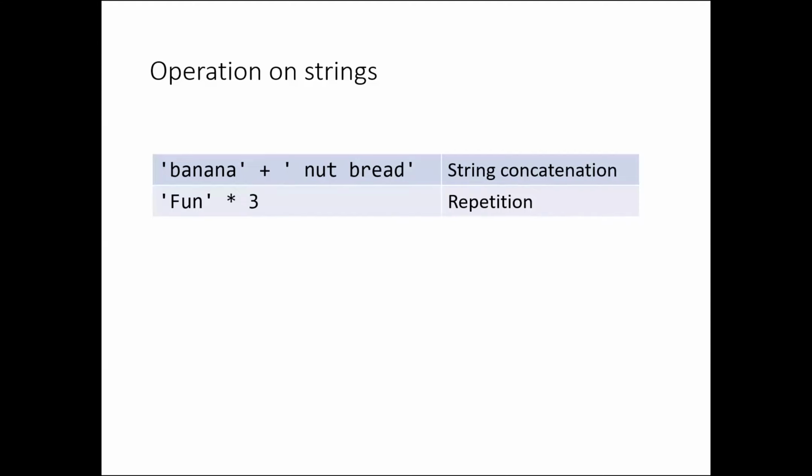So let me quickly show you this in the Python interface. When you are creating an output, you can just say we have banana, then plus, then we have space nut. So this is two strings and then you get a single string. This is called string concatenation, not really addition.